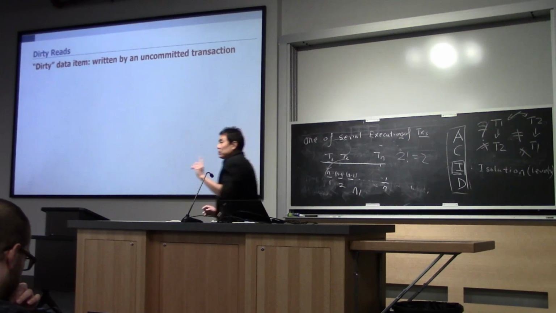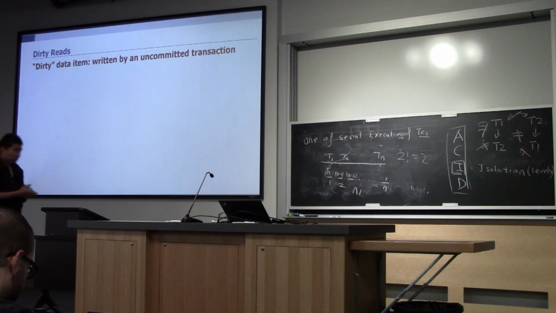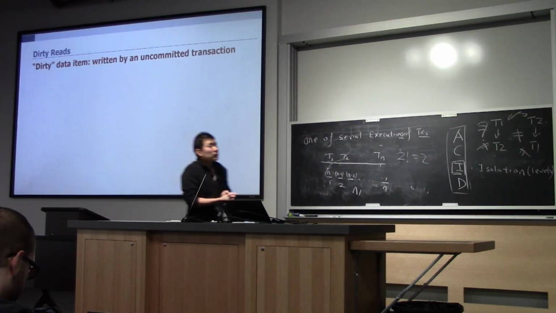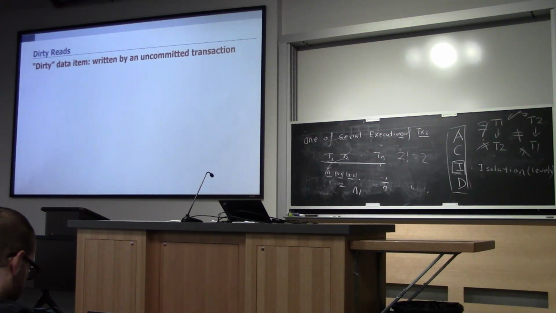Before I talk about repeatable read isolation level, let me introduce this concept called dirty reads. A dirty data item is any write done by an uncommitted transaction. Any write done by an uncommitted transaction. For example, in the couple of examples I demonstrated so far in my lecture, if I insert into the student table, and I haven't committed yet, then that newly inserted student record is a dirty item, because I haven't committed yet.